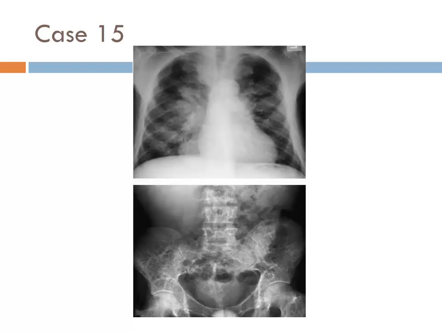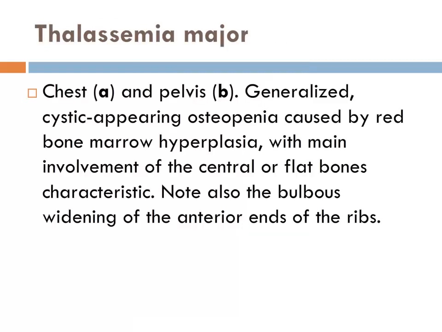Case number 15, X-ray chest, A, and pelvis, B. Generalized, cystic appearing osteopenia caused by red bone marrow hyperplasia, with main involvement of the central or flat bones characteristic. Note also the bulbous widening of the anterior ends of the ribs. Findings of thalassemia major.